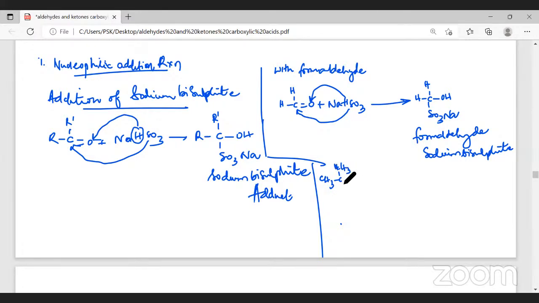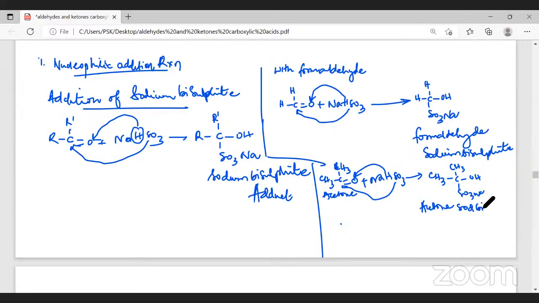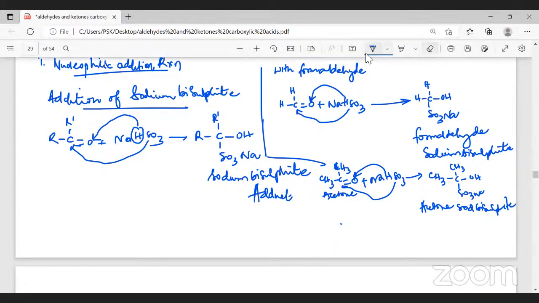Now, similarly, if you take acetaldehyde, oh sorry, this is acetone. And this acetone, when you heat or allow it to react with sodium bisulfite, H attacks oxygen, SO3Na attacks carbon. So you get CH3, CH3, single bond OH, and you get SO3Na. This will be called acetone sodium bisulfite. Now, the important question you are supposed to know is this.